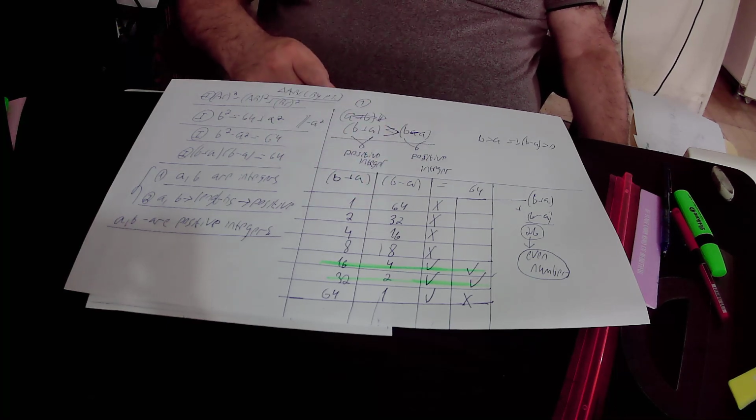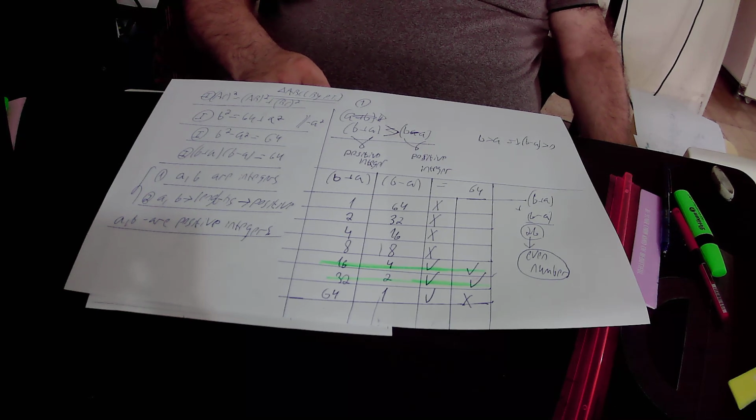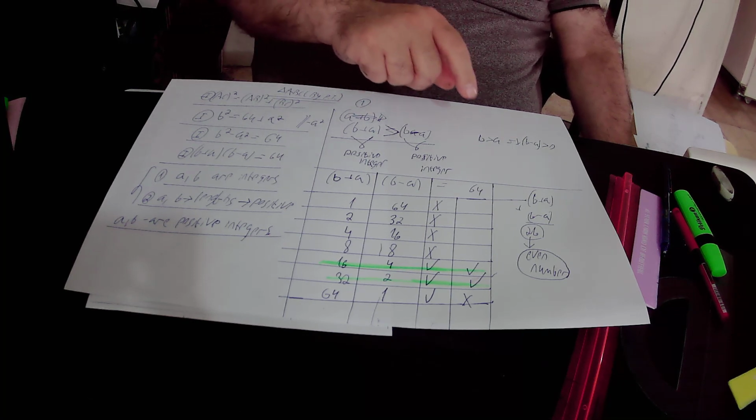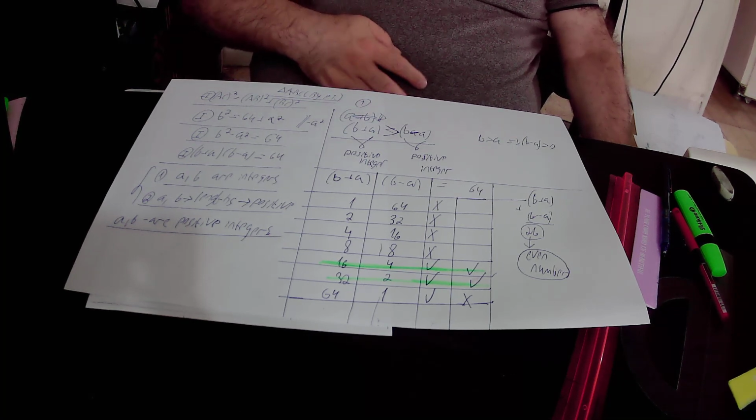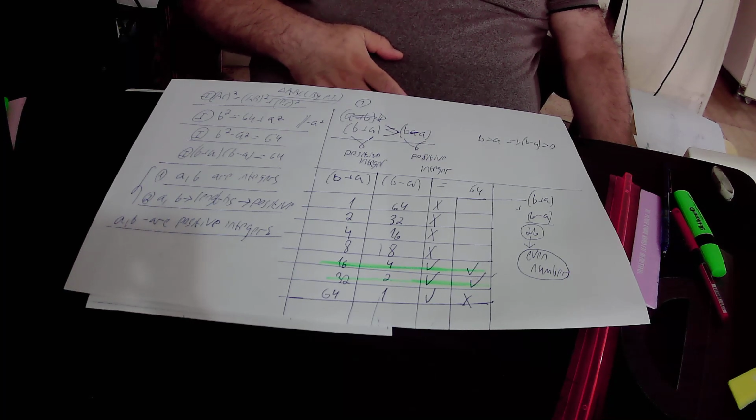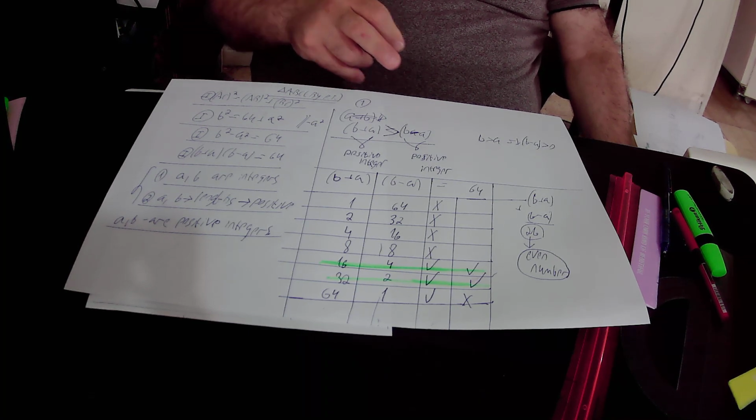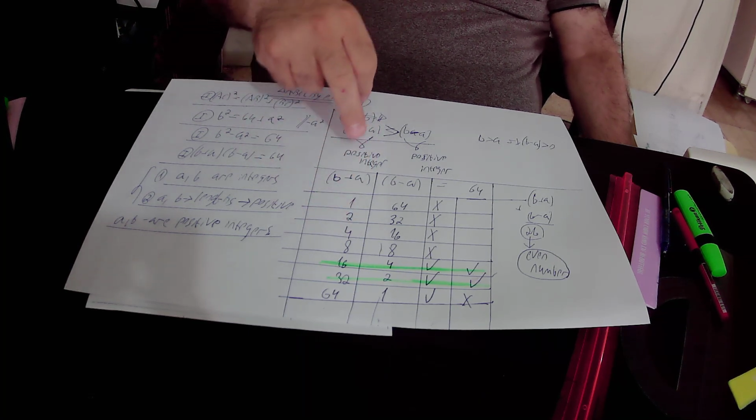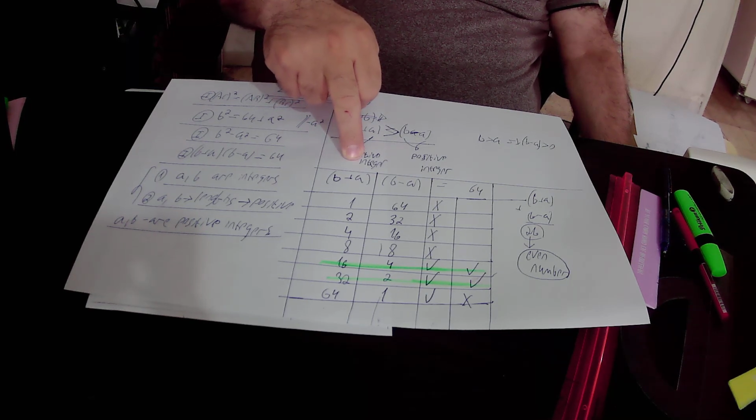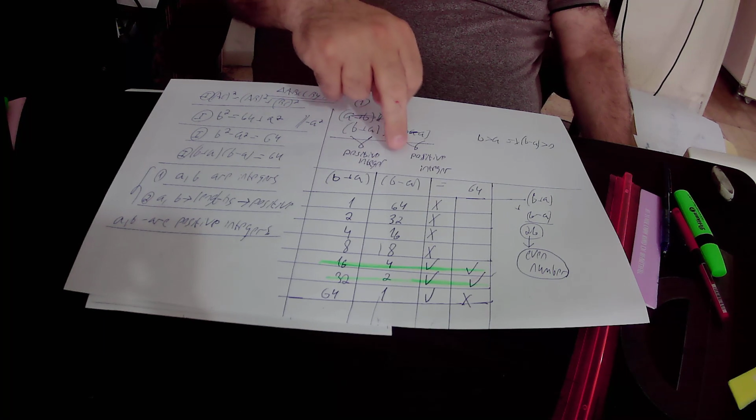Those are all the possibilities for two positive integers that, when you multiply them by each other, the result must be 64. So we have seven possibilities, but because b plus a is greater than b minus a, the first column, here b plus a, must be greater than the second column.